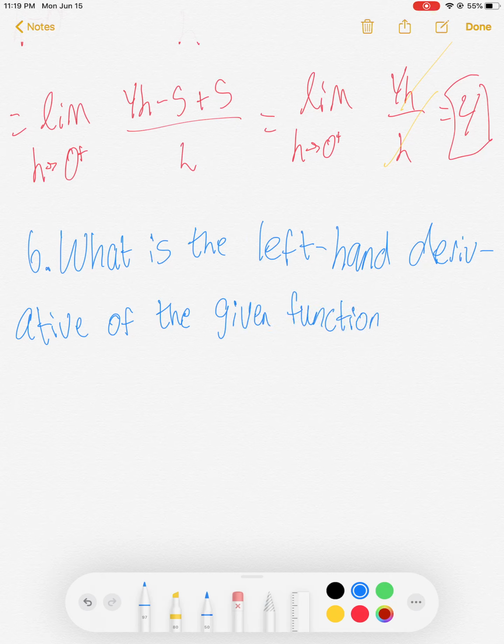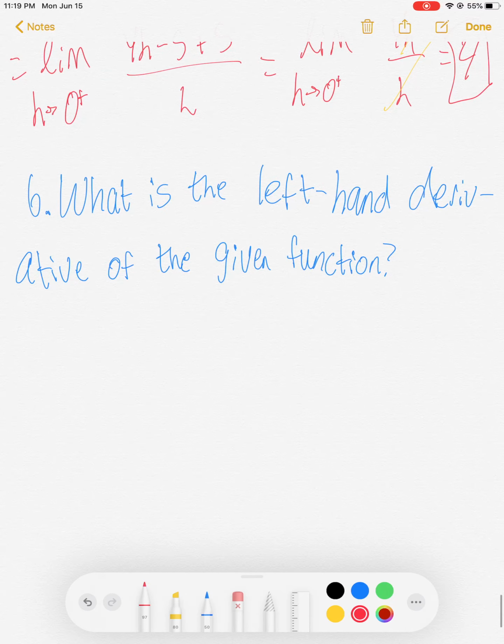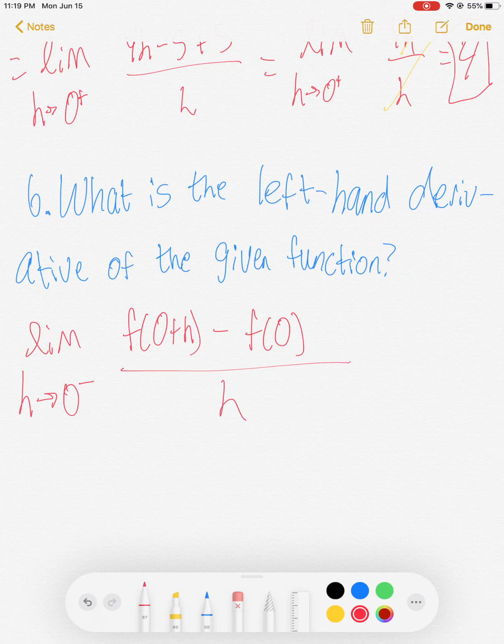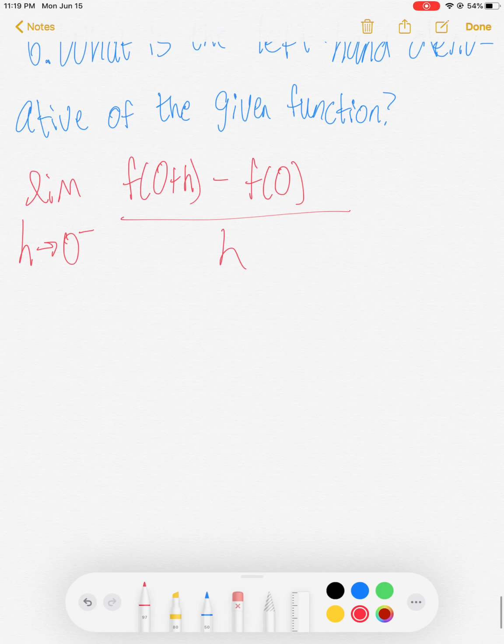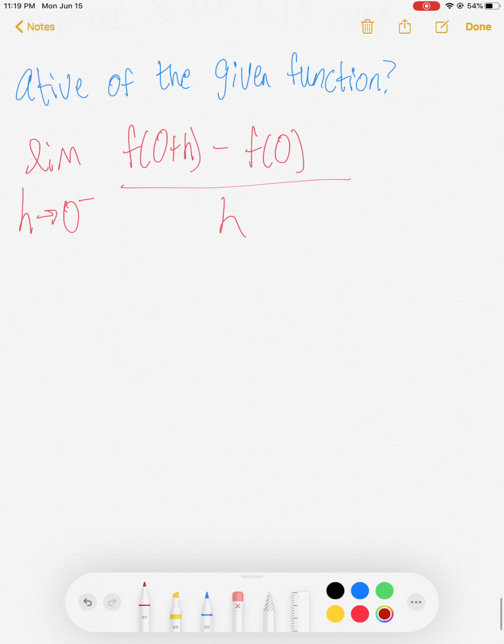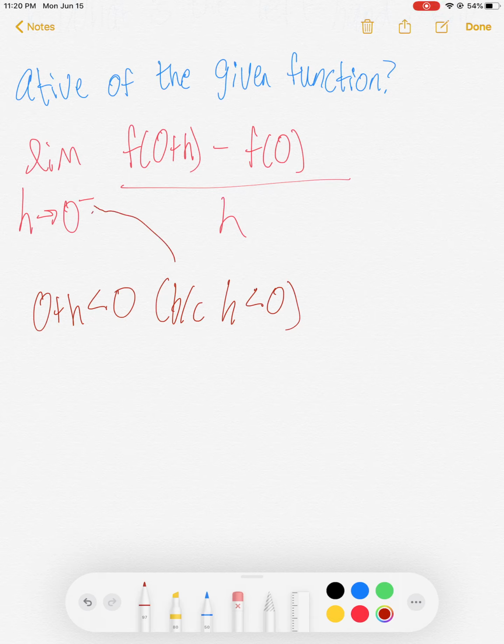All right, let's jump to part B, which is very similar. What is, you guessed it, now they're asking for the left-hand derivative of the given function. So this time, very similar setup, but we're going to look at the limit as h approaches 0 from the left, so we're going to give it a negative sign. And again, we have f of 0 plus h minus f of 0 over h.